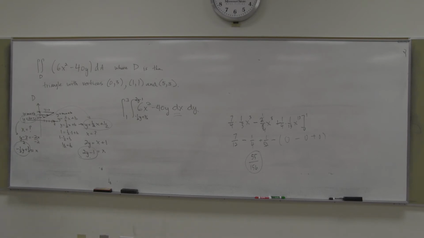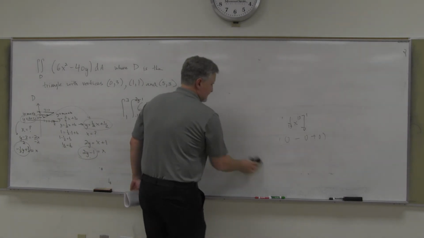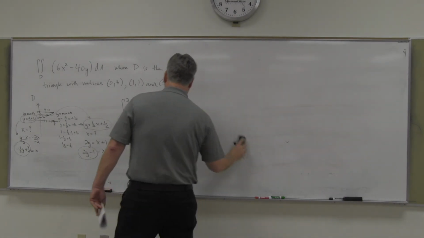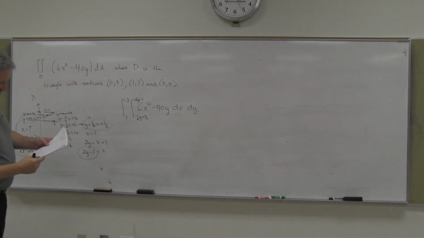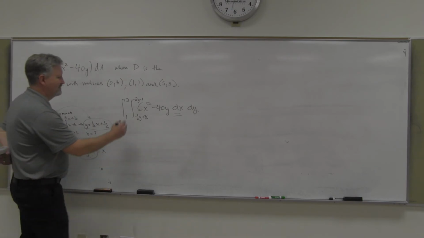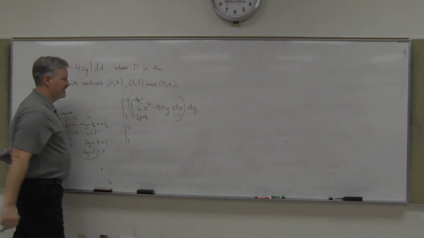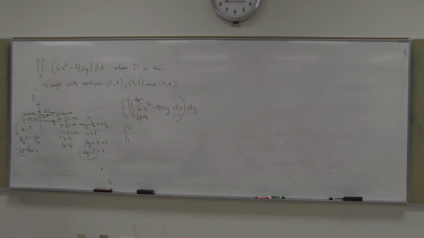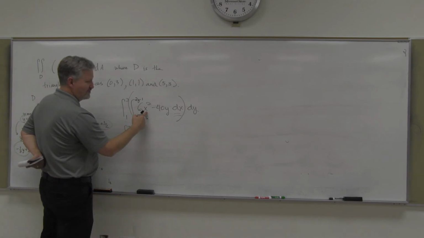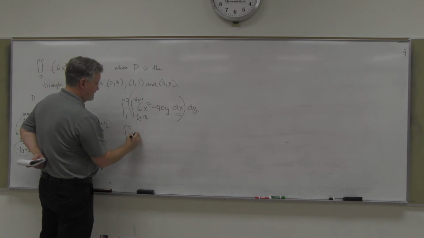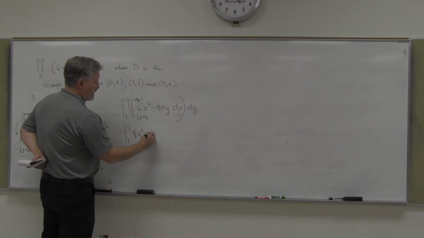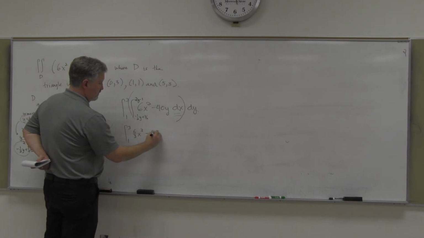Is that okay? All right, well, I think this one we get into a little bit of fun. It's not too bad. Okay. All right, so we're doing the x's first. Integral with respect to x first. Yeah, so that's x cubed. So it'd be 6 divided by 3x cubed, 2x cubed. Now that one doesn't have an x, so it's just minus 40yx.